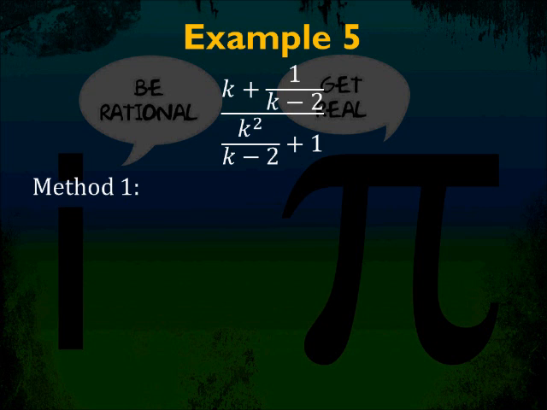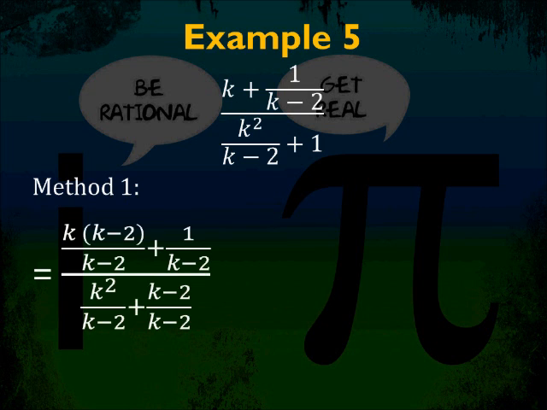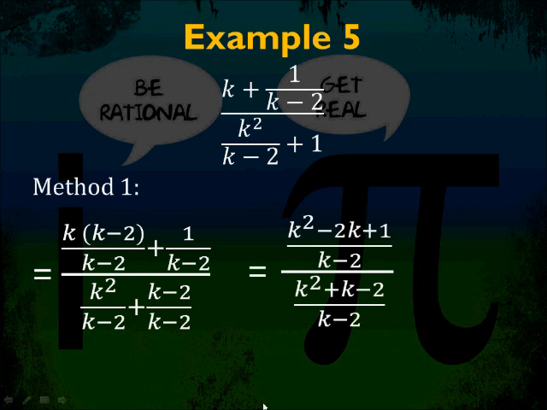Alright, again I'm going to go quickly through method 1. Let's convert every fraction on the top and bottom to the least common denominator. The only denominator on the top and bottom is k minus 2. So you have to multiply the k by k minus 2 and divide it by k minus 2, and do the same thing with the 1. If you combine everything, you get (k squared minus 2k plus 1) over (k minus 2), all over (k squared plus k minus 2) over (k minus 2).